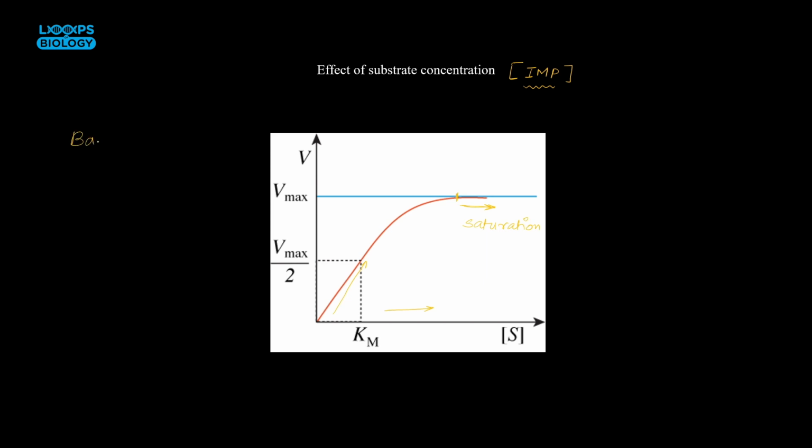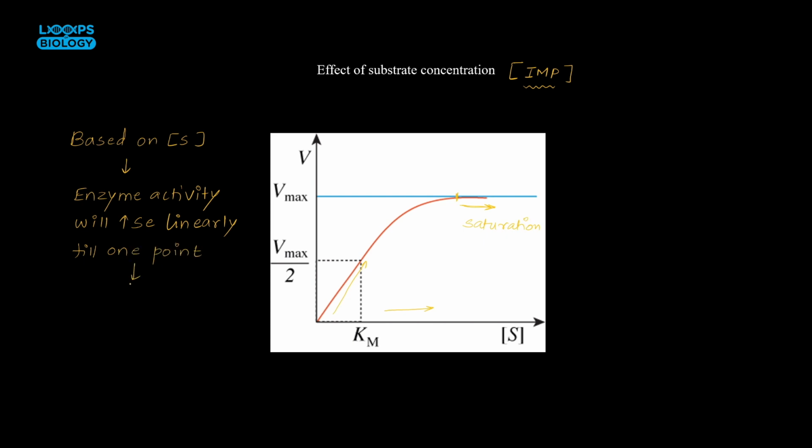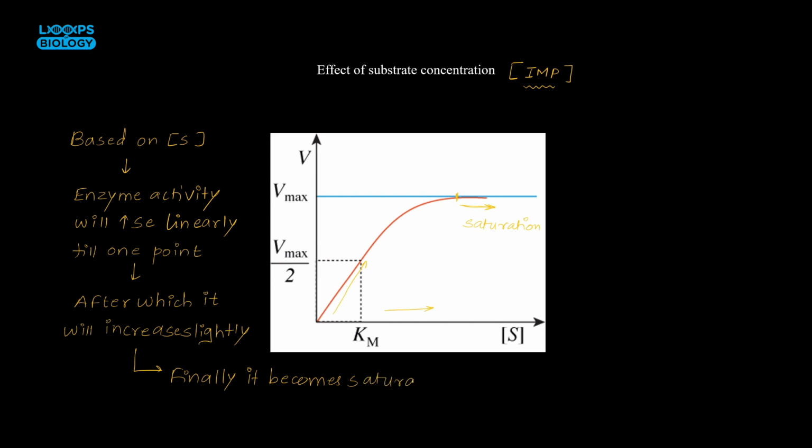So based on substrate concentration, the enzyme activity will increase linearly till one point, after which it will increase slightly, and finally it becomes saturated. Now, why has the saturation arrived?